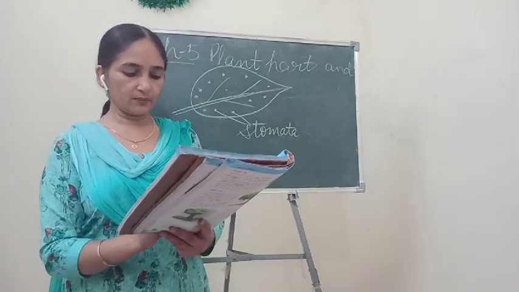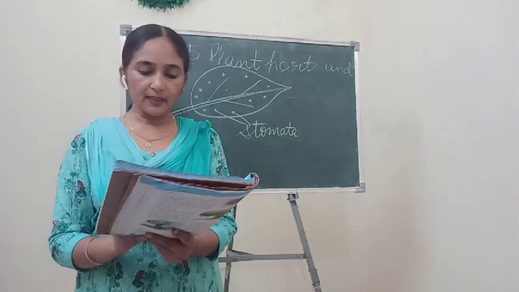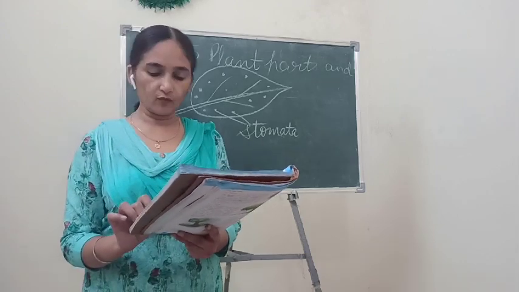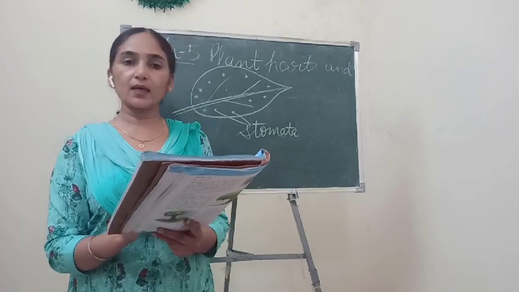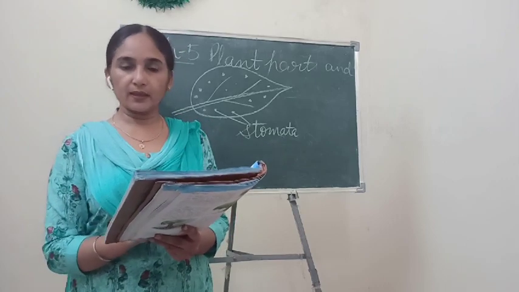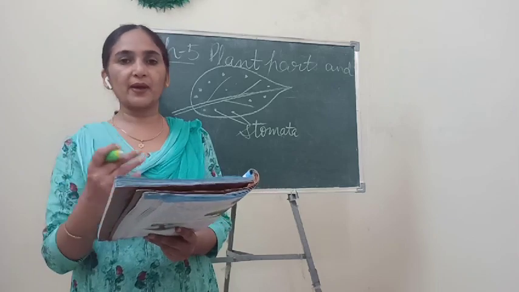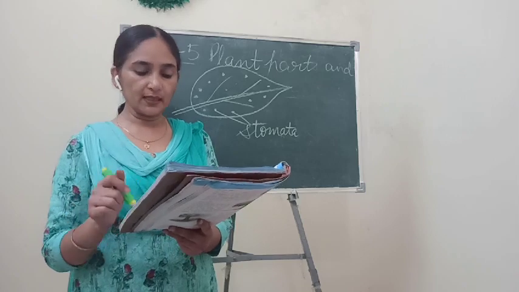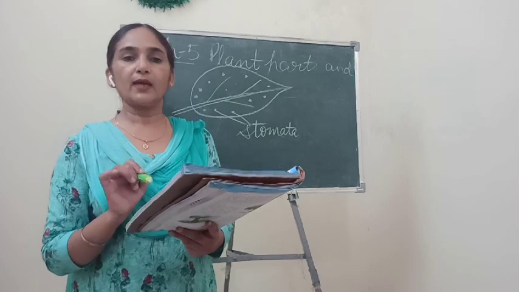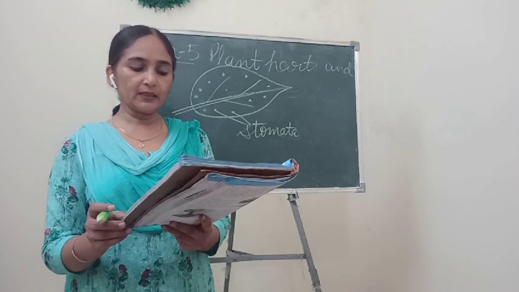Next, thus it is from the water sent by roots, energy trapped by chlorophyll and carbon dioxide taken by stomata, the leaves prepare food for the whole plant. About this I have told you how food is prepared by the plants inside the leaves. So that process they have written. The process by which they make food is called photosynthesis.